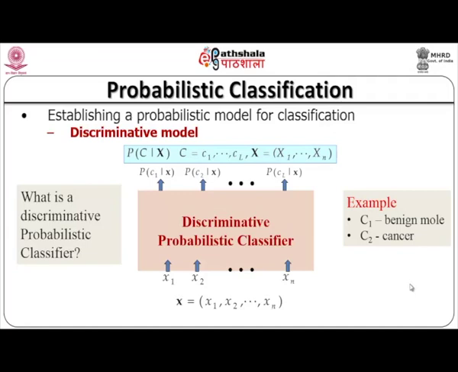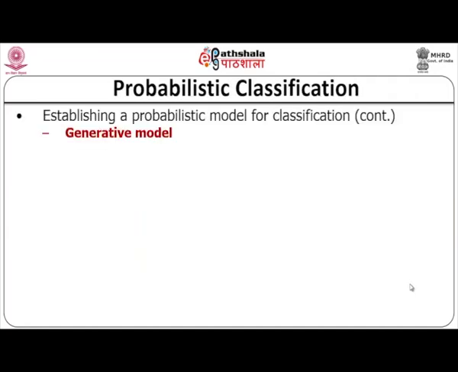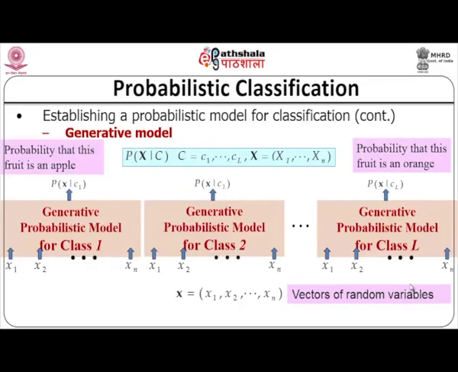The next model that we have is the generative model. Here we have the data, and given the data, you have the probability that this fruit is an apple, for example. Then again, given the data, the probability that this fruit is something else, some other class, and the probability that this fruit is an orange, for example, and you are given a vector of random variables.